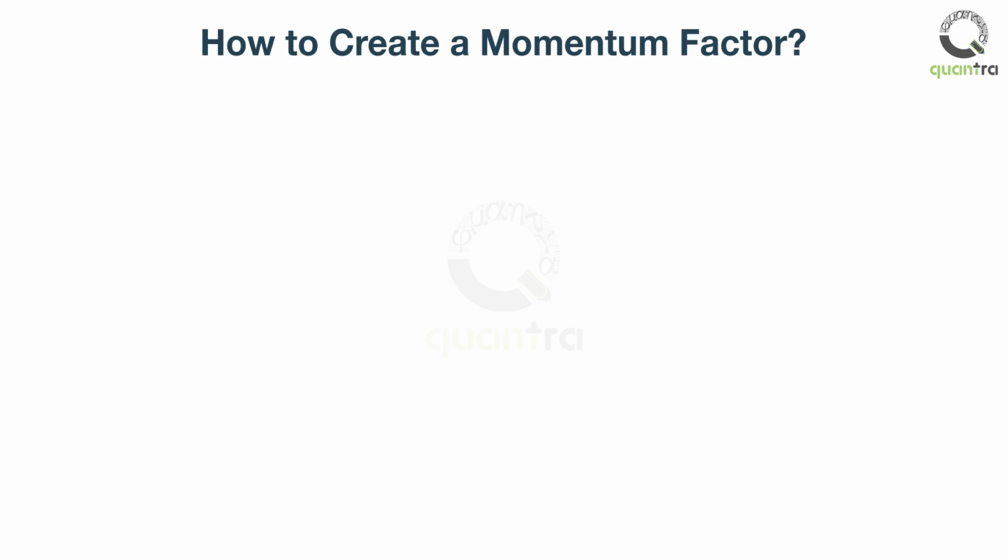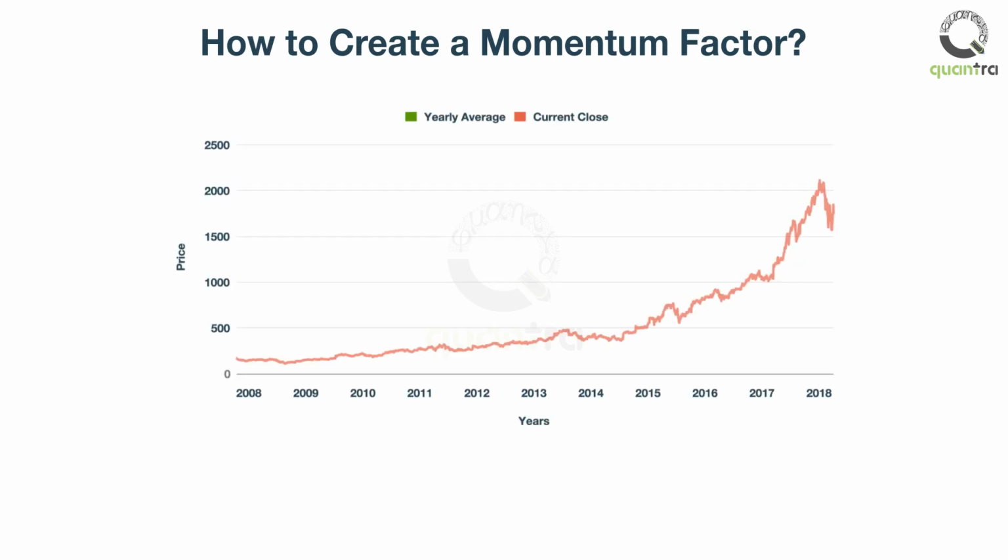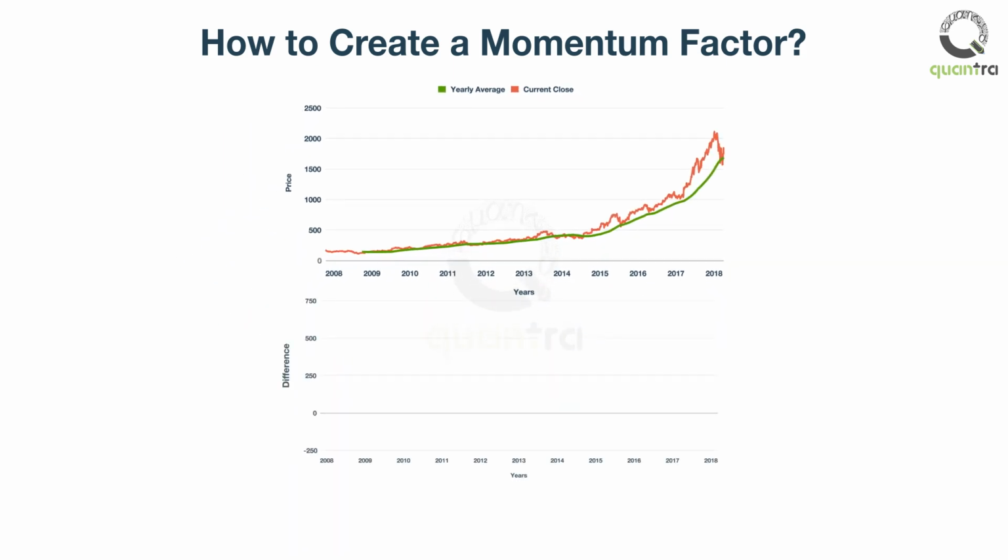To create a momentum-based factor, you need to compare the current performance of the stock with its past. To do this, you can subtract the average price of the stock over the past year from the current price of the stock. Based on this difference, the factor model would either buy or sell a stock.